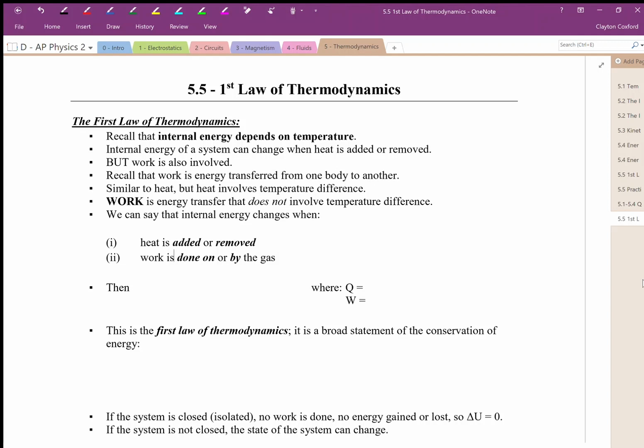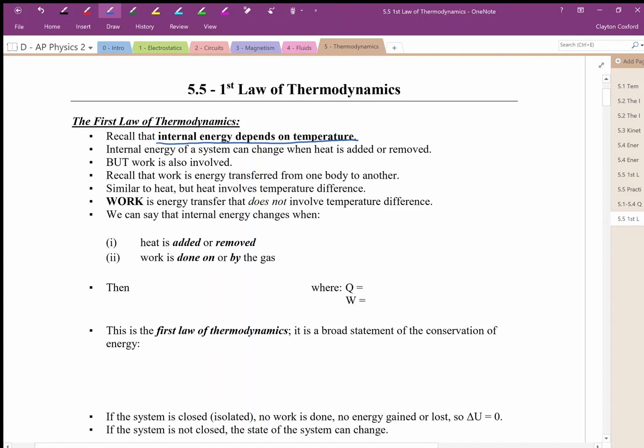In this video we're going to be looking at the first law of thermodynamics. To understand the first law of thermodynamics, the first thing we need to remember is that the internal energy of a gas or some system depends on the temperature of that system. Temperature is the average kinetic energy of the particles of a substance, and the internal energy is the total kinetic energy of the particles of a substance. So more internal energy means higher temperature, less internal energy means a lower temperature.